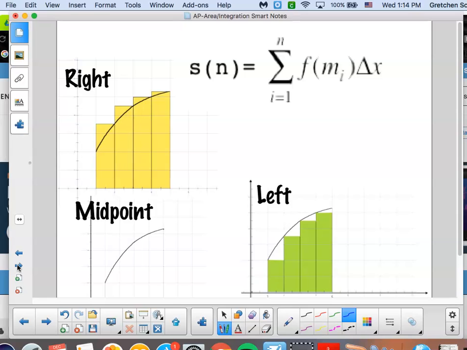So if you look at this, f of that inner part is the height of the rectangle. And if you look at the example pictures underneath, what is the height of the rectangle going to be bounded by? What's it based off of? The curve, the function. So this is based off of the function.